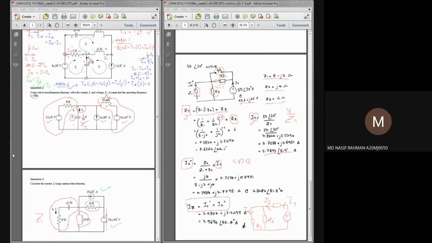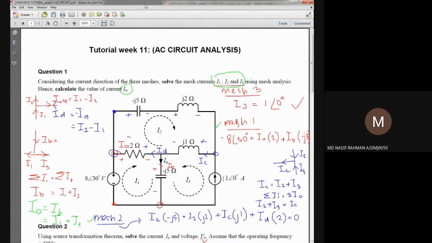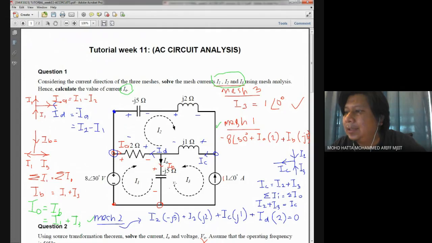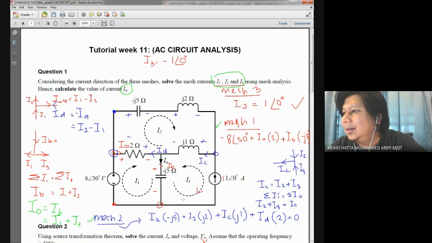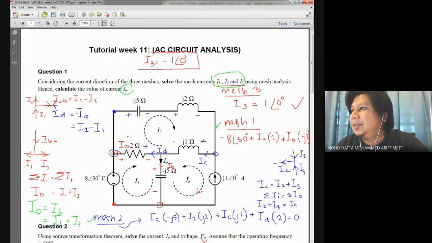Sir, if we don't follow the given direction of current in the question, for example, in question 1, but still we get the correct answer, will we get the full marks? Yes, of course. But remember that I3, for example, if you define your I3 in this direction, at the end your I3 should be written as negative 1 with the angle of 0. When you substitute I3, you should substitute it using this definition, because it is in the opposite direction with the current source that we found over here.